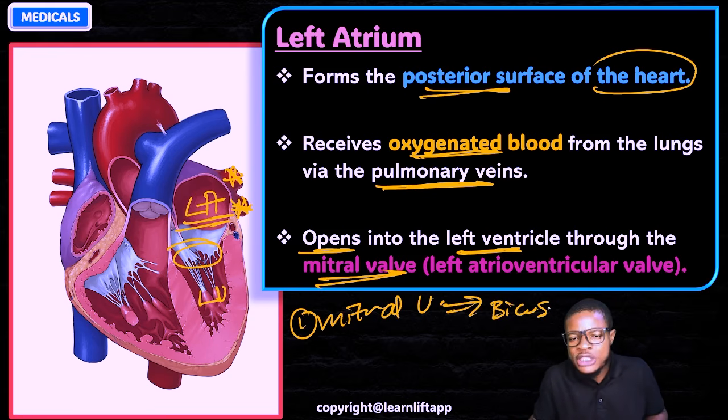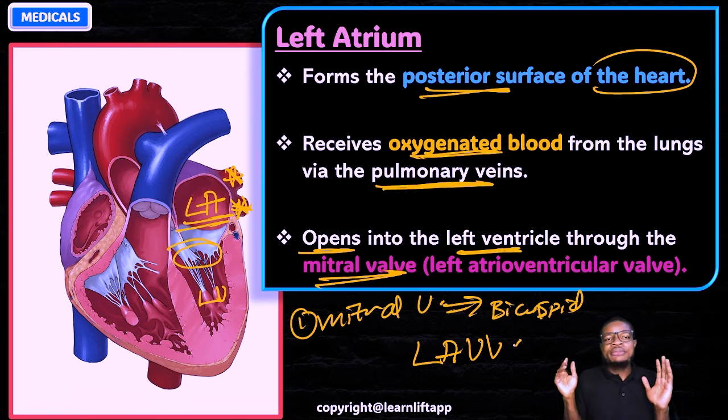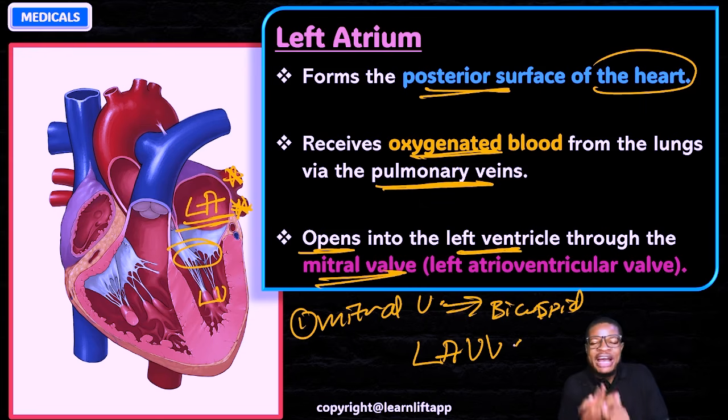What is it called? The bicuspid. Another name for the bicuspid valve is the mitral valve. It is also called the left atrioventricular valve. These are the names. Either we call it the mitral valve, the bicuspid valve, or the left atrioventricular valve. That's it.